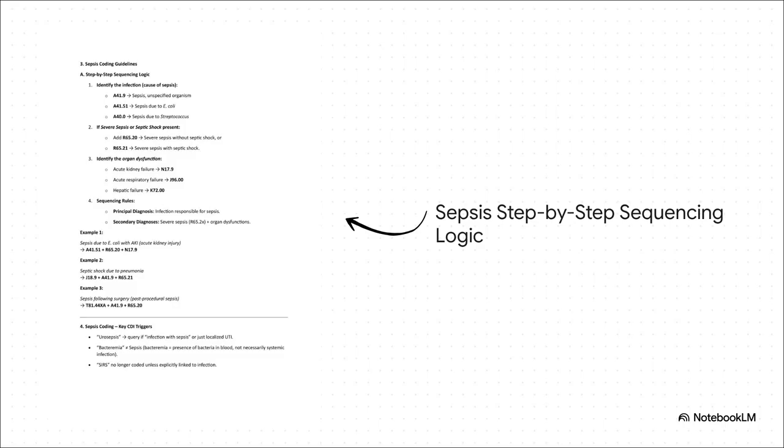The official guidelines demand absolute clinical precision here. You must always sequence the underlying infection, say sepsis due to E. coli, before you code the severe sepsis itself.